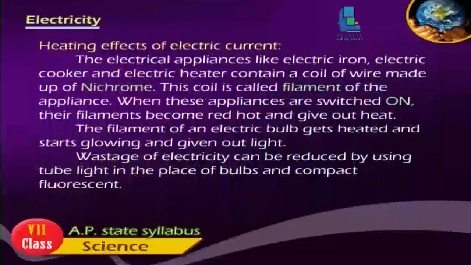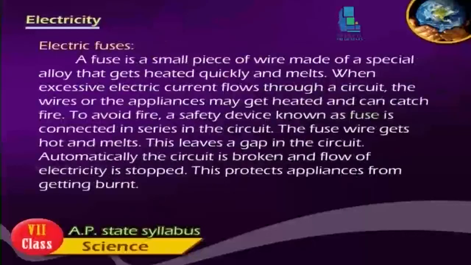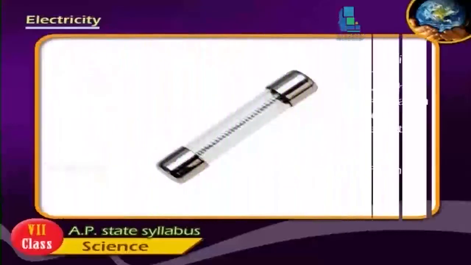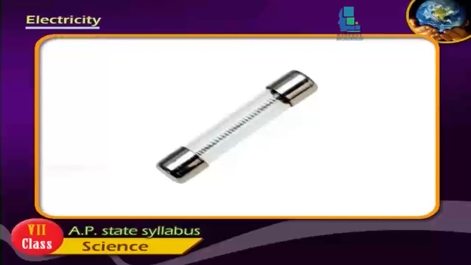Wastage of electricity can be reduced by using tube lights in place of bulbs and compact fluorescent lamps. Electric fuses. A fuse is a small piece of wire made of a special alloy that gets heated quickly and melts. When excessive electric current flows through a circuit, the wire or the appliances may get heated and can catch fire.